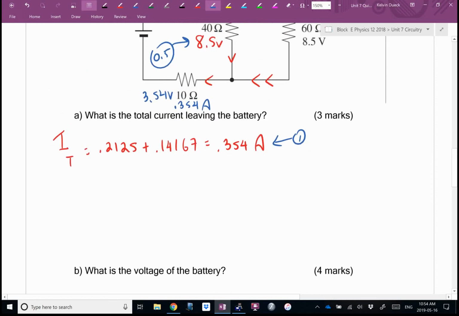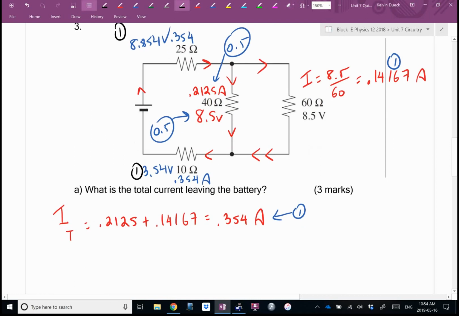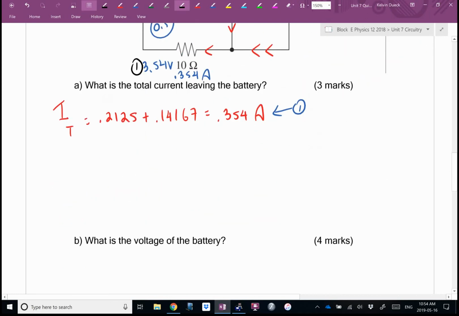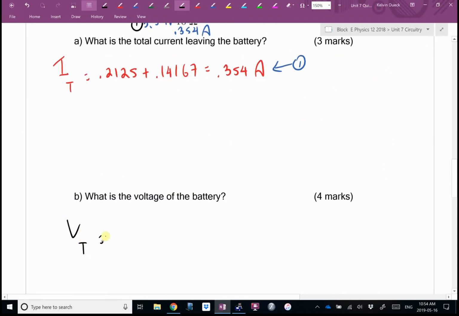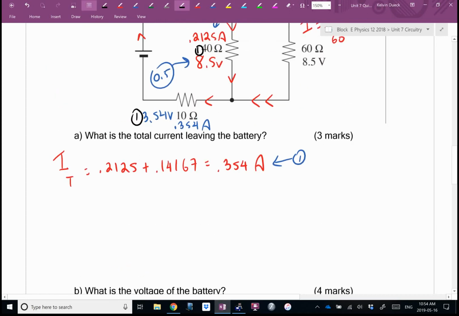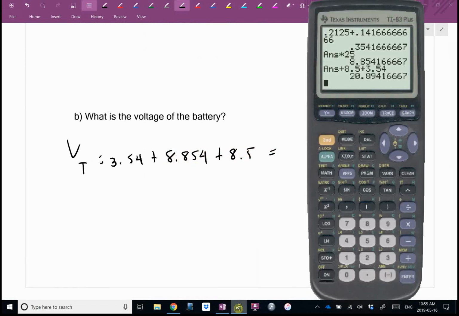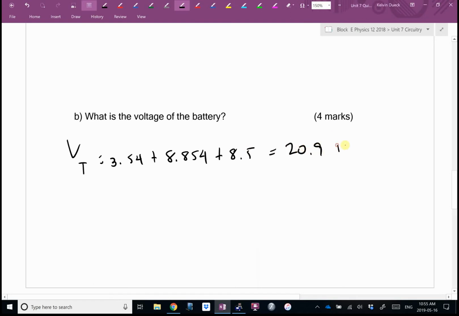So for work, how would I give out marks? If I saw that, that would get you 1. If I saw that, that would get you 1. If I saw either that or that, if I saw that you would use the 8.5, that would get you 1. And then if I saw that you had gone V total equals 3.54 plus 8.854 plus 8.5 to get 20.9 volts, that would be your final mark.